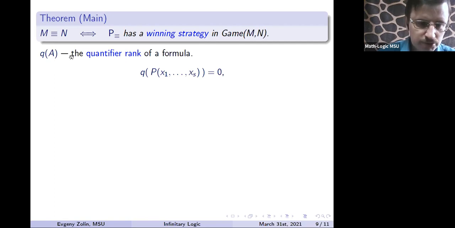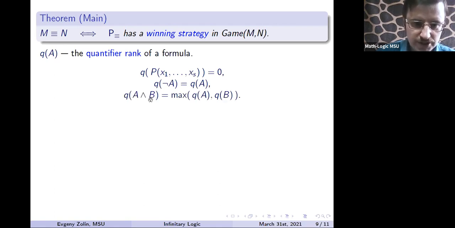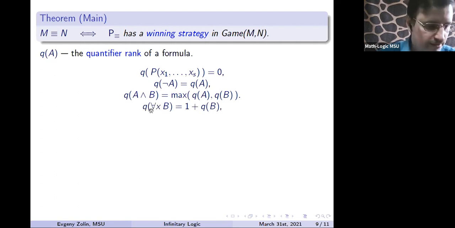It is applicable to any formula, not only to closed formulas. The quantifier rank of an atomic formula is 0. It doesn't have quantifiers. The quantifier rank of a negation is the same as for A. For conjunction, disjunction, implication, we take simply the maximum. And finally, if we take a formula that starts with a quantifier, for all or exists, then we add 1.